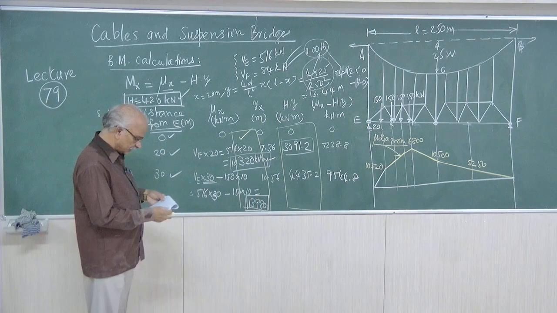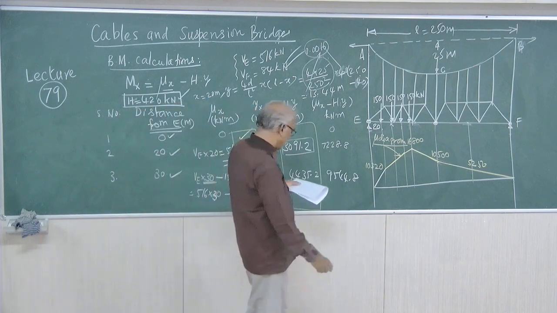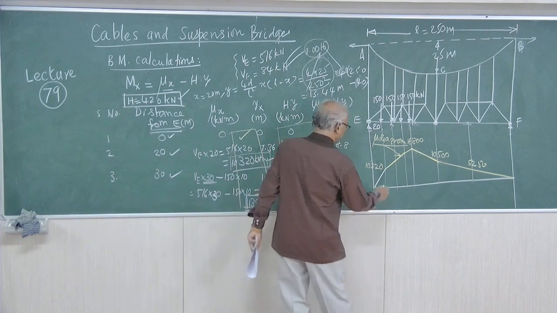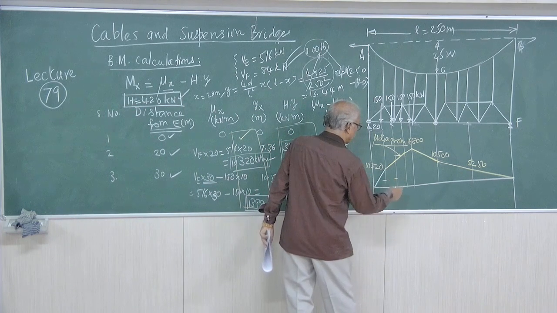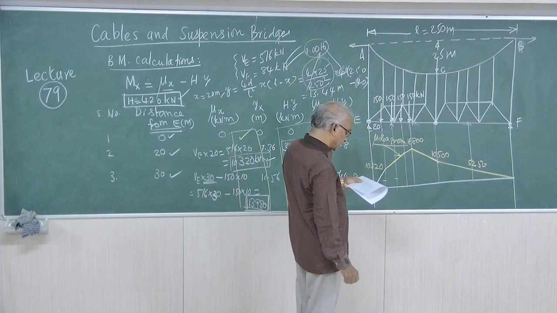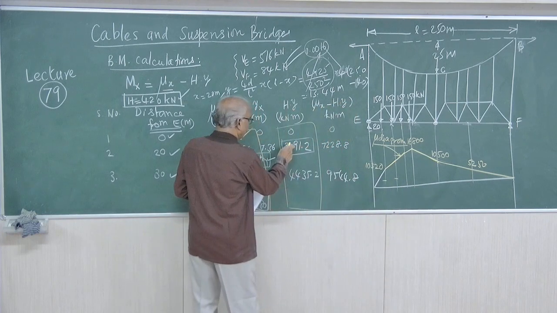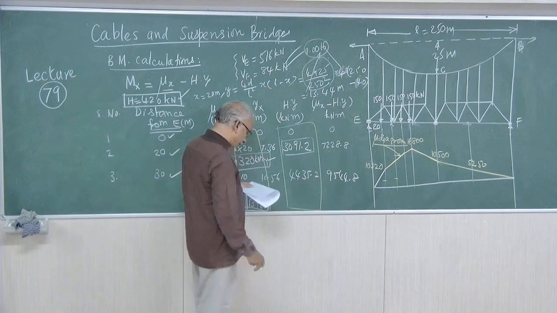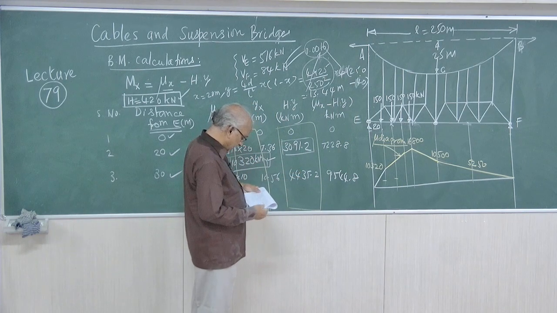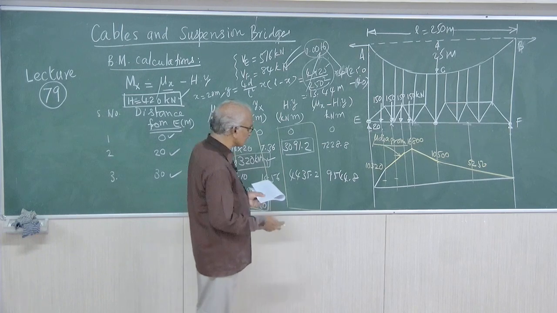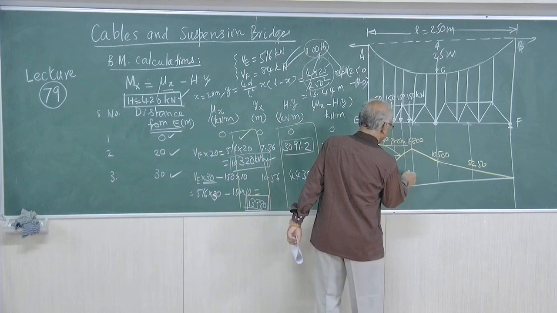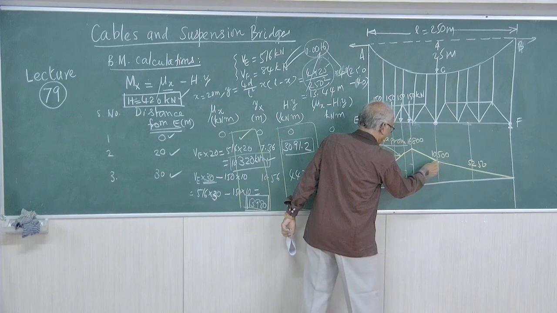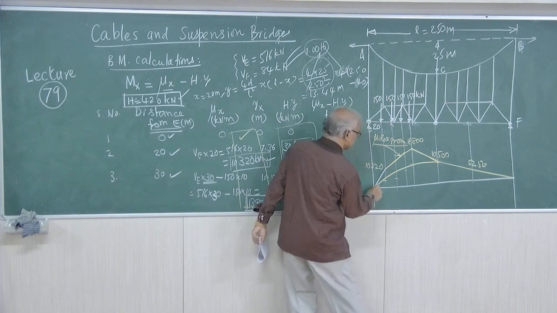That will be 3091. Here it is 3091, then 4435. First value is 3091, 0, 3091, 4435. Similarly, at the center, it will be 10,500. So it will just go on increasing. So you will get a parabolic curve. You will get a curve like this.